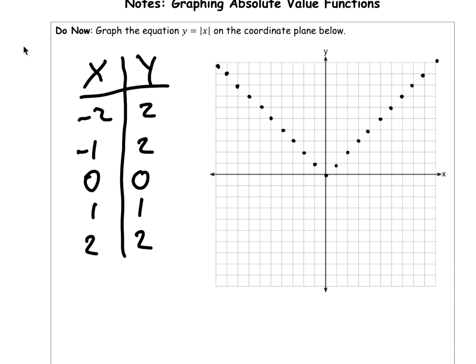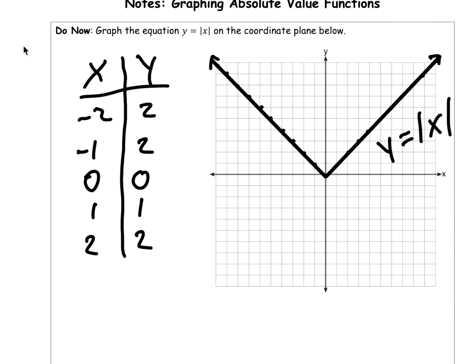And then graph a straight line, connecting all these points, and then connecting all these points. Make sure you put arrows on the end, lines going all the way through the graph, and that'd be y equals absolute value of x. Make sure you label it.